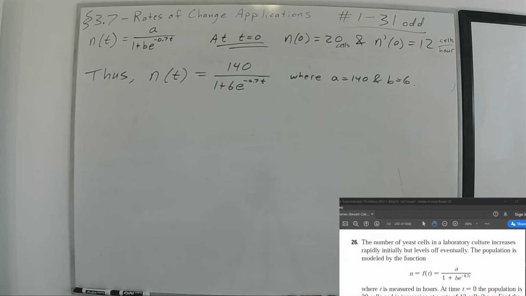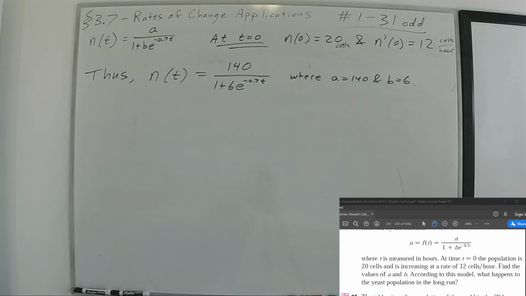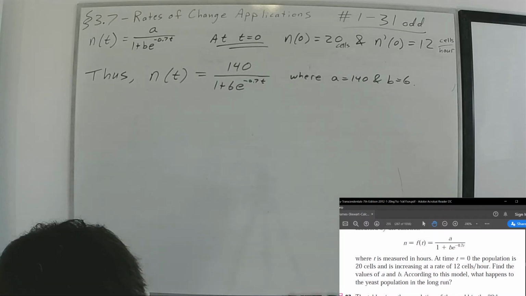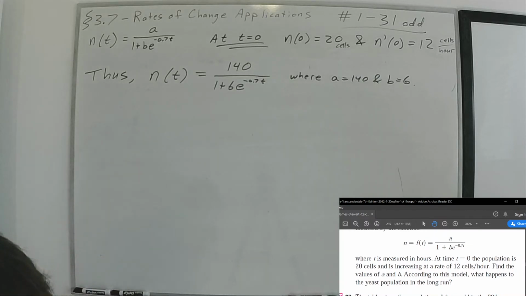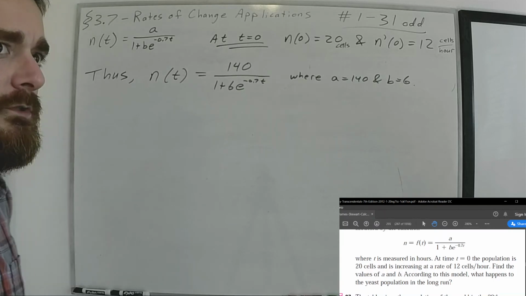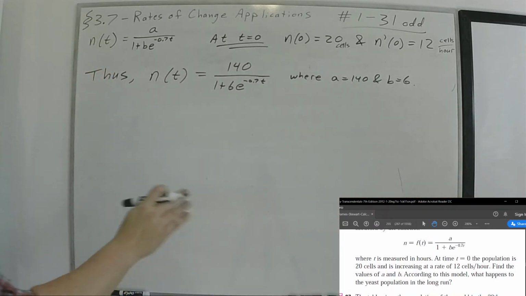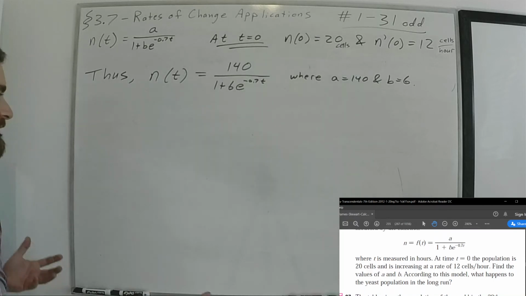Oh, I'm sorry. I guess you couldn't see what it was saying on the bottom there. So it asks us to find those a's and b's, and we've got those a's and b's. But then it says, according to this model, what happens to the yeast population in the long run? In the long run just means, as time goes on, eventually what is going to be the trend here. So for that second question, what they're asking is, eventually what's going to happen to this population?